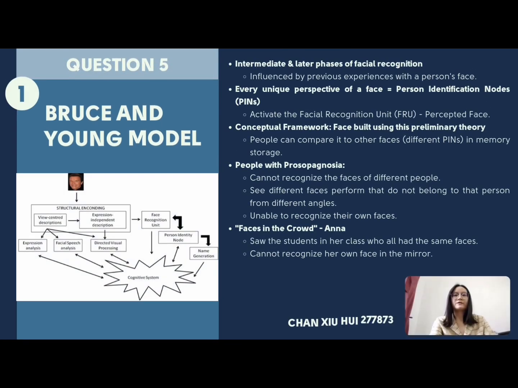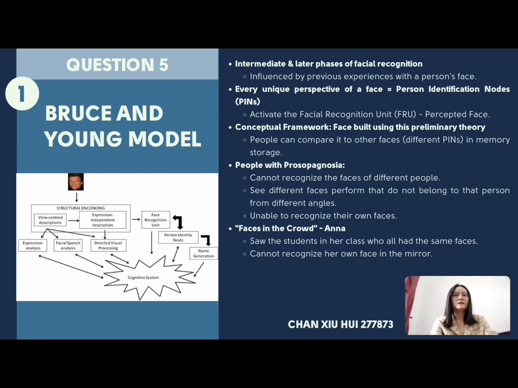First of all, the theory of face perception, the Bruce and Young theoretical model. This model contends that the intermediate and later phases of facial recognition, beginning with the facial recognition unit, FRU, and beyond, are influenced by previous experiences with a person's face. Moreover, every unique perspective of a face has its own person identification nodes, PINs, that hold semantic data about the person, which can activate the FRU, and the more times it is activated, the more familiar with the face one perceives.